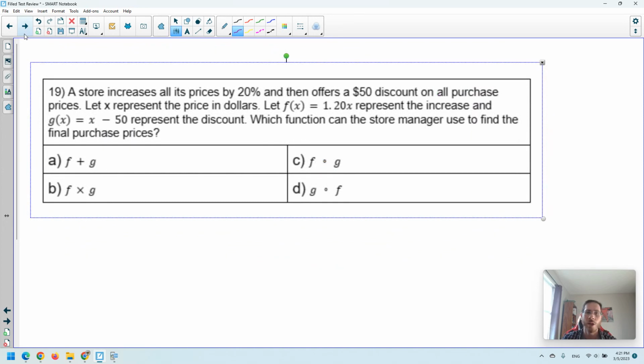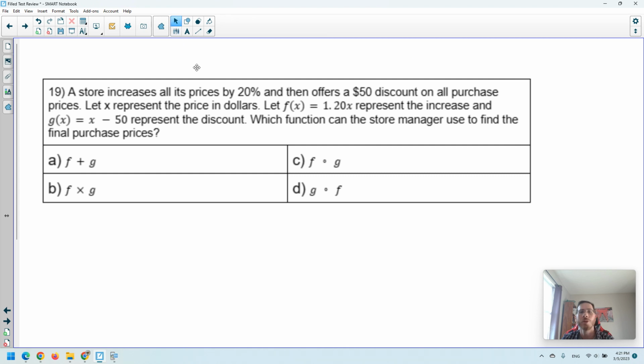For number 19, a store is going to increase prices by 20% and then give a $50 discount. Purchase prices, let x represent the price in dollars, 1.20x represent the increase, and x minus 50 represent the discount. Which function can the store manager use to find the final purchase prices? So it's very clear that we're going to use a composition here. So let's just go ahead and dump these ones that are not compositions.